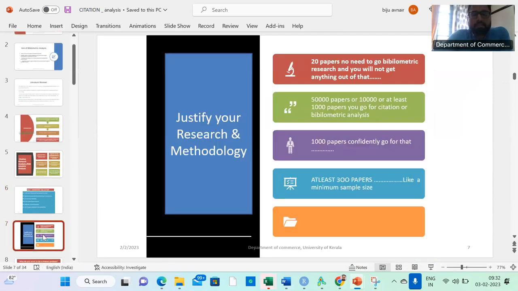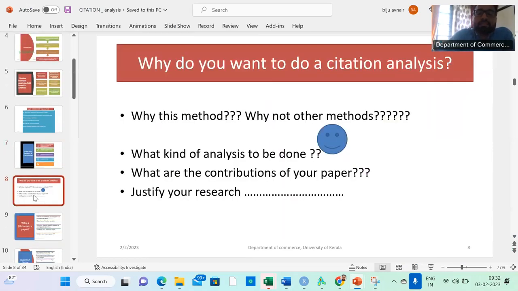Next, justify your research methodology. If you search with a keyword and the keyword has the capacity of getting only 20 papers, then there is no meaning in doing a bibliometric analysis. Your search keyword should be capable of getting a larger number of papers, at least 1,000 or at least 500 papers, to get some insights. So the sample size is very pertinent in bibliometric analysis.